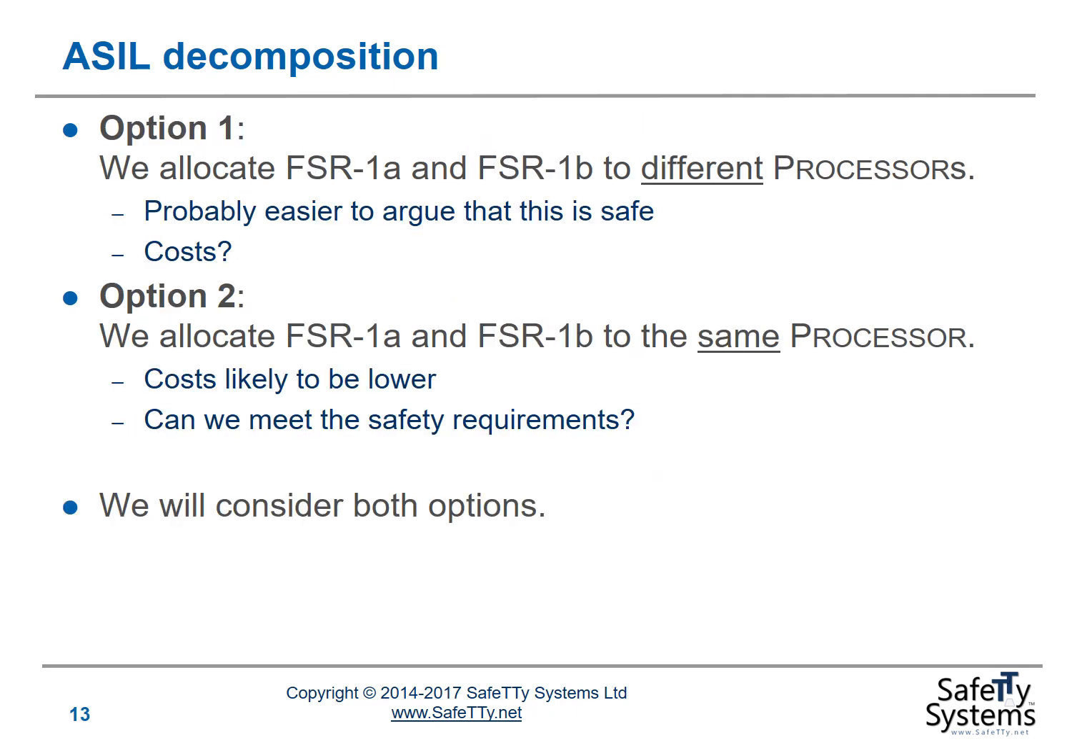So there's a couple of options, and again we've touched on these options in previous discussions. We can allocate FSR1A and FSR1B to different processors. In this case it's probably easier to argue that this is a safe solution, but there will be concerns about costs. Option 2, we can allocate FSR1A and FSR1B to the same processor. It's likely that costs will be lower. The question is whether we can meet the safety requirements. We will consider variations on both of these options during the remainder of this video.